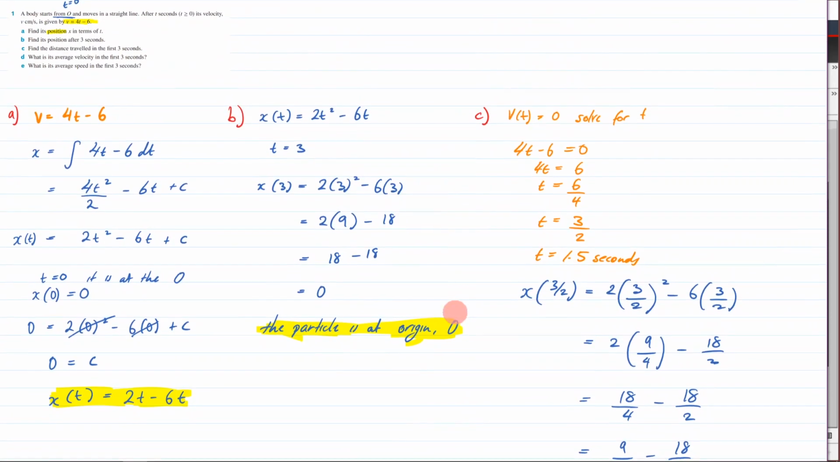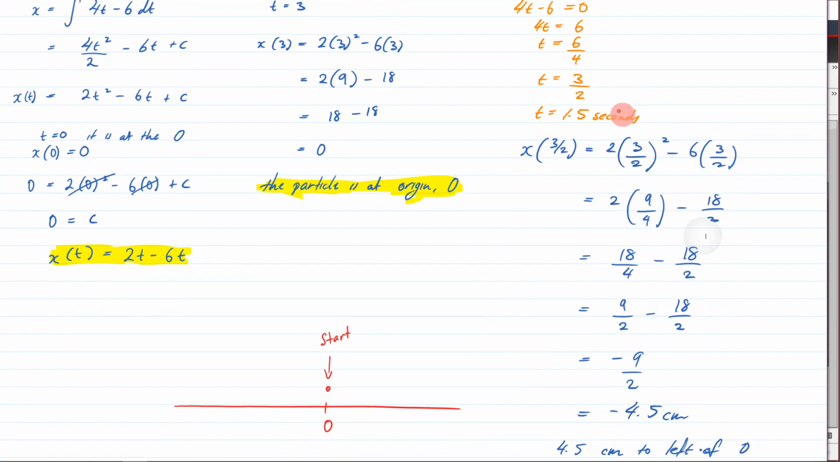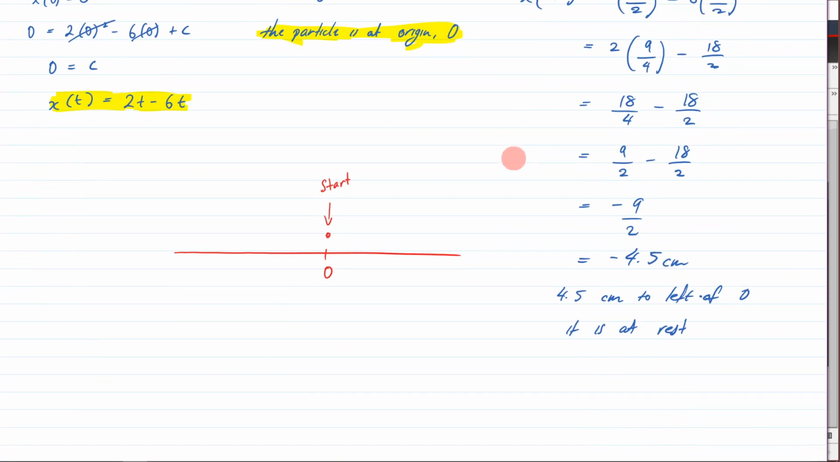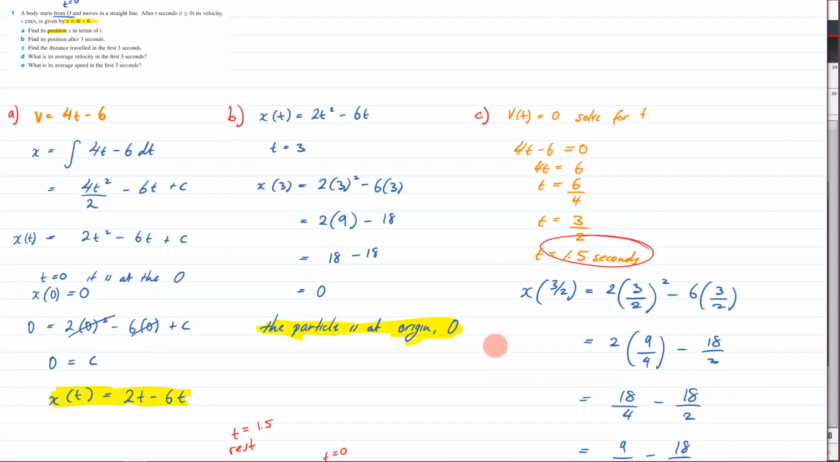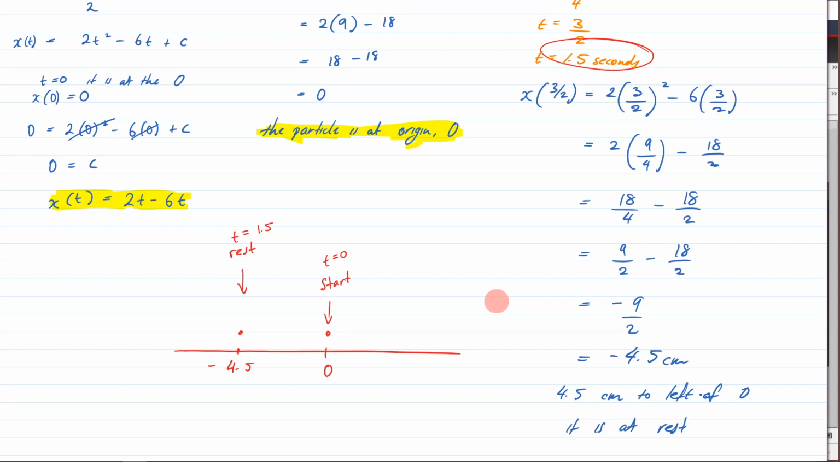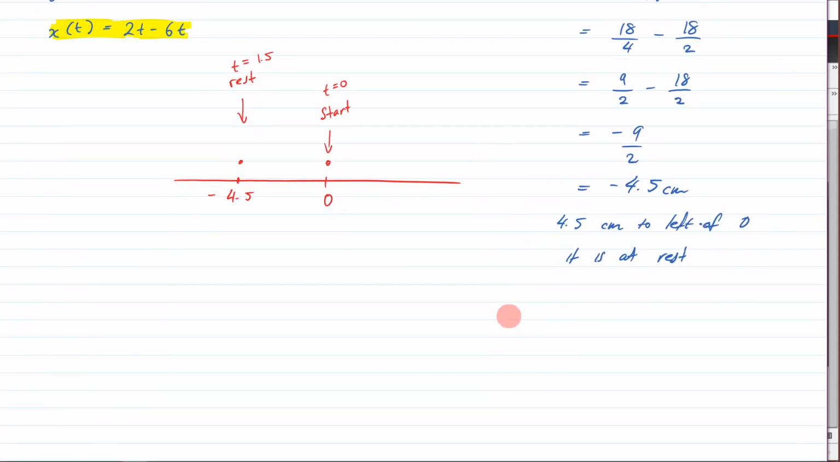And then at 1.5 seconds, I have a stationary point at 4.5 centimeters to the left of the origin. So here, 4.5 there. This is going to be at rest at t is equal to 1.5, right? This is when t is equal to 0. Now the question was actually saying how far does it travel in the first 3 seconds. So I need to find the position at 3 now.